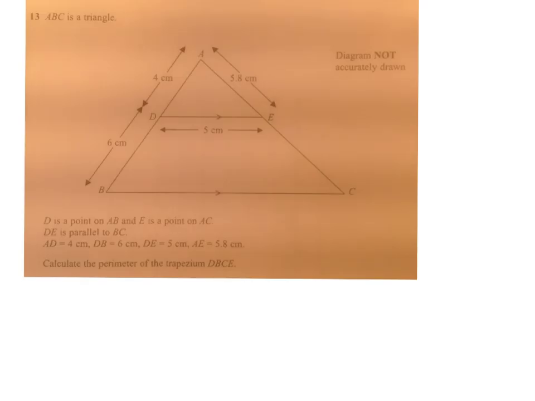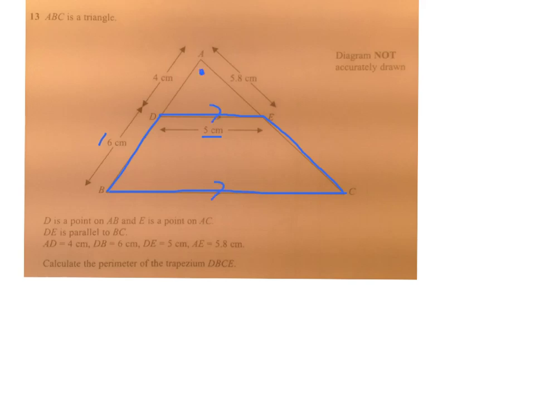In question 13 we're given a diagram, not drawn to scale, and we've got to work out the perimeter of trapezium DECB. So we already know that the top is 5 centimetres and this side here is 6, so we've got to work out the length of BC and the length of EC.